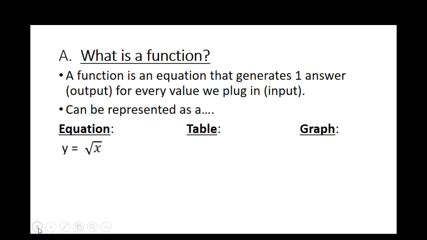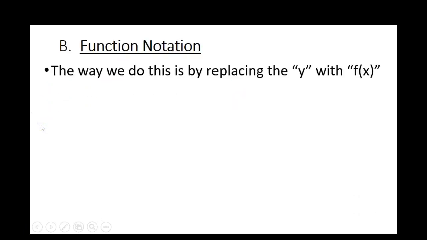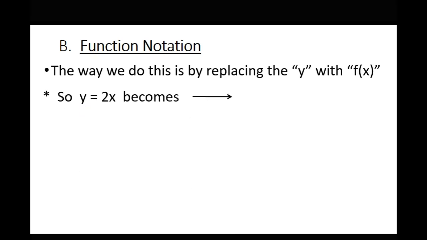The number that you plug in is called an input. The number that you get out is called an output. So, in the case of y equals the square root of x, y is the output. That's the answer you get after you plug something in for x, right? So x is the input, y is the output. So we do this by replacing the output with f of x. That's its badge. So for instance, y equals 2x becomes f of x equals 2x. You guys good? That's it. It's just a badge. Don't read into it.